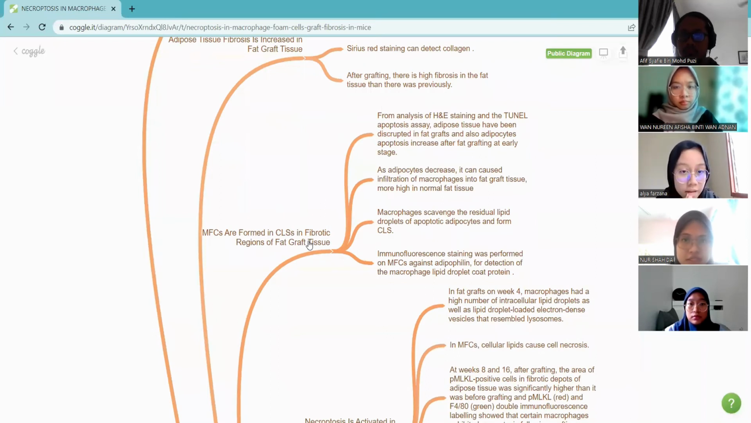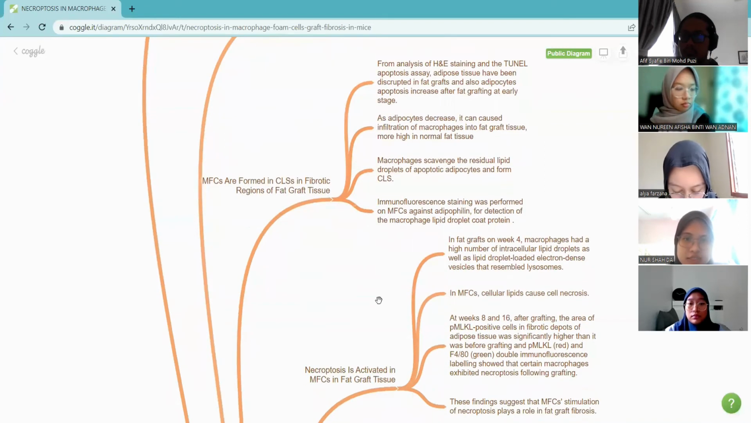From analysis of H&E staining and the TUNEL apoptosis assay, adipose tissue has been disrupted in fat grafts, and also adipocyte apoptosis increases after fat grafting at an early stage. As adipocytes decrease, it can cause infiltration of macrophages into fat graft tissue, more than in normal fat tissue. And then macrophages scavenge the residual lipid droplets of apoptotic adipocytes and form CLS. Next, immunofluorescent staining was performed on MFCs against adipophilin for detection of the macrophage lipid droplet coat protein.